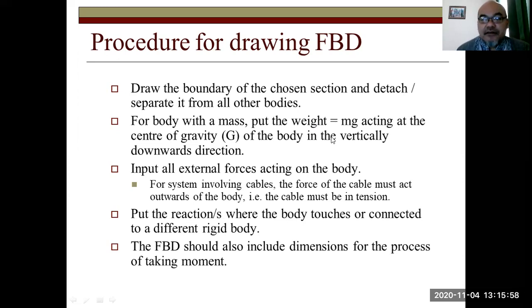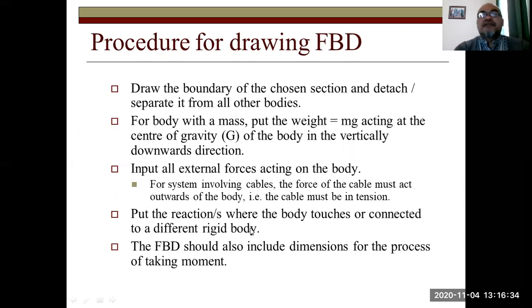In later chapter, we will also learn when we have non-uniform distribution, in which case we will need first to determine the center of gravity. After putting the weight for a body with a mass, then we input all the external forces acting on the body from the surrounding. If the system involves cables, then the force in that cable must act outwards of the body. That is, the cable must be in tension, must be pulling. Put the reaction where the body touches or connected to a different rigid body.